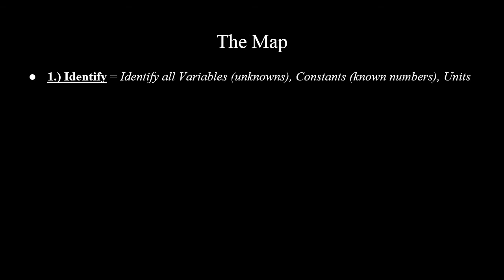As we know, we can use our 4-step map to help us problem solve when we're given a word problem. And what are those 4 steps? The first is to identify. What are we identifying? All of the variables, which are the unknowns, and we're giving them smart labels. We're also identifying the constants, which are the known numbers usually given in a problem, and we're also giving those a smart label. And we're also thinking about what units we want to assign to those variables and constants, and we want to make sure our units are consistent across all of our variables and constants.